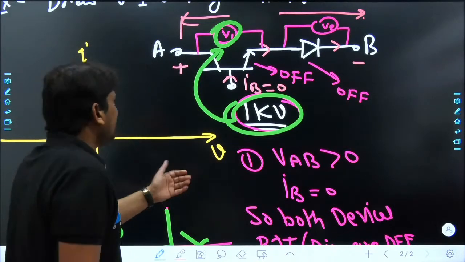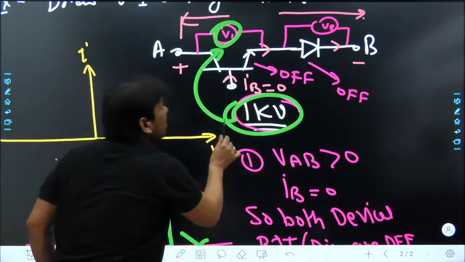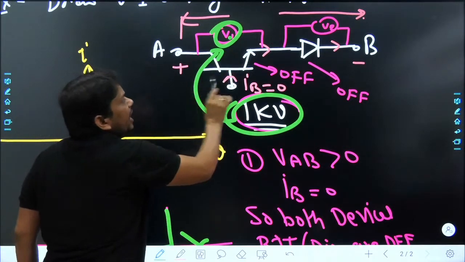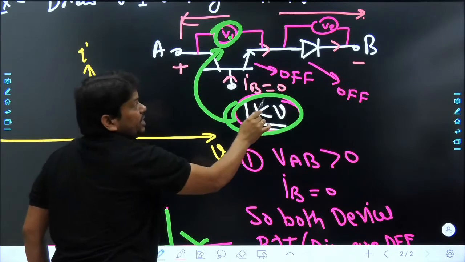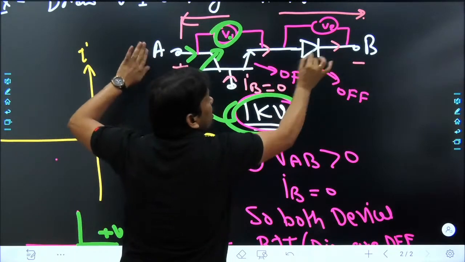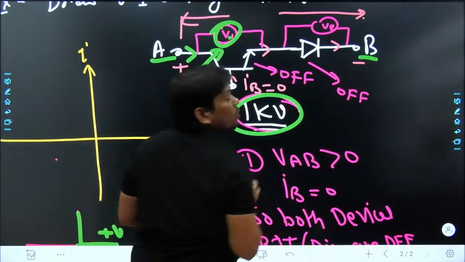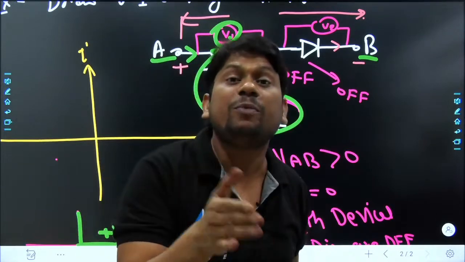Now, what is the next thing? Please be serious at this moment. The 1 kV positive voltage will be blocked by the BJT, and the BJT is off because the base current is 0. Then what will happen, beta? The current is 0, but the BJT is going to block your entire voltage. So VAB will not be 0, and VAB will be positive.